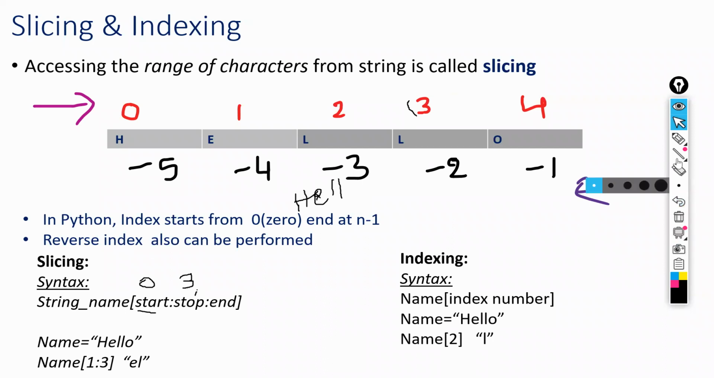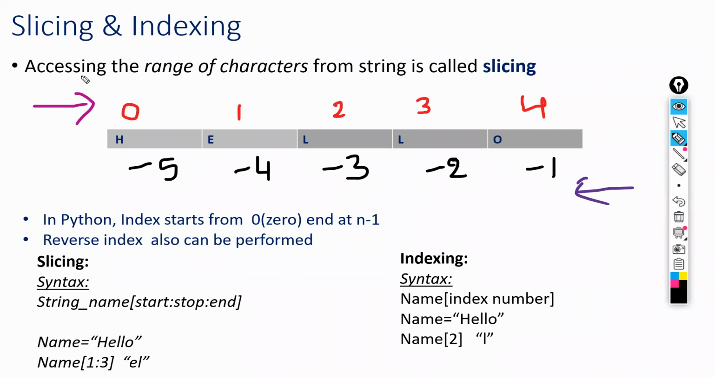Fine. Now, stop position. Where do you want to stop the value? At L. It must be stop minus 1. So if you want to get 3, we need to give the 4 value. 4 minus 1 gives the 3. So here I must give 0 to 4.